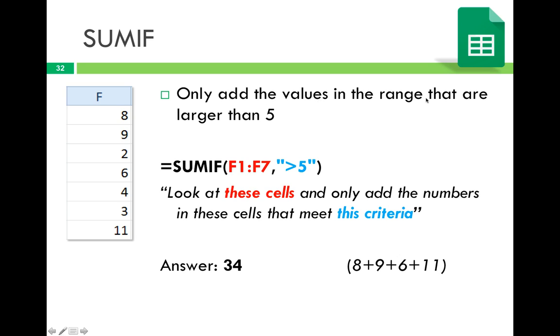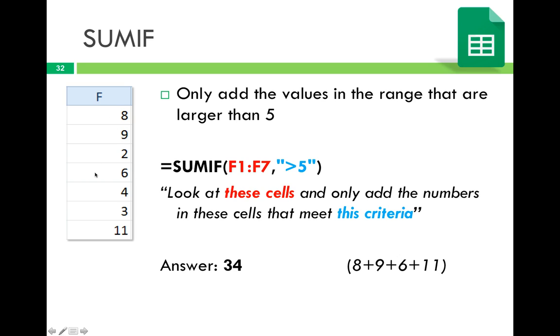I only want to add values in the range that are larger than 5. So here we go, equals SUMIF. Here's the range of cells. Look at F1 to F7 and only add together the values that meet the criteria greater than 5. Okay. So here we would look through and say, 8, plus 9, not greater than 5. This is greater than 5, plus 6, not greater than 5, not greater than 5, plus 11, answer is 34. Okay, so we're only going to add together numbers in this range that are greater than 5.